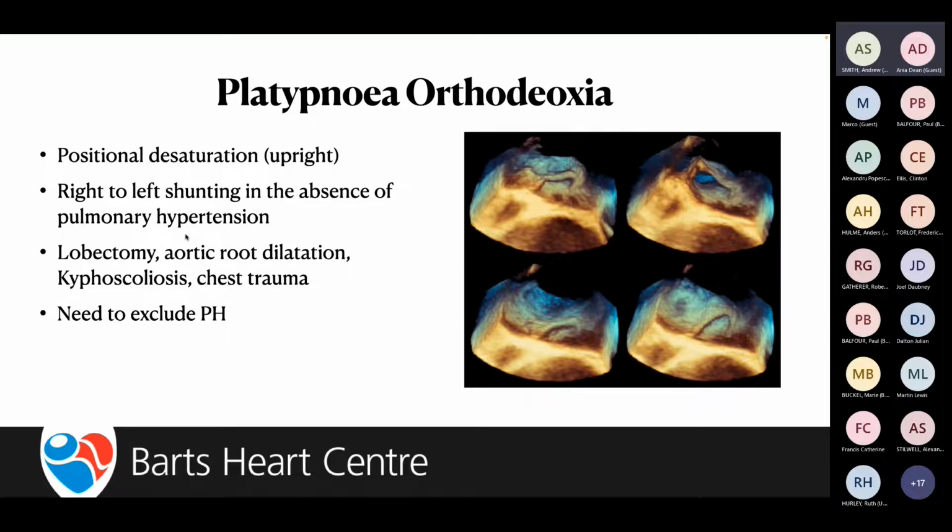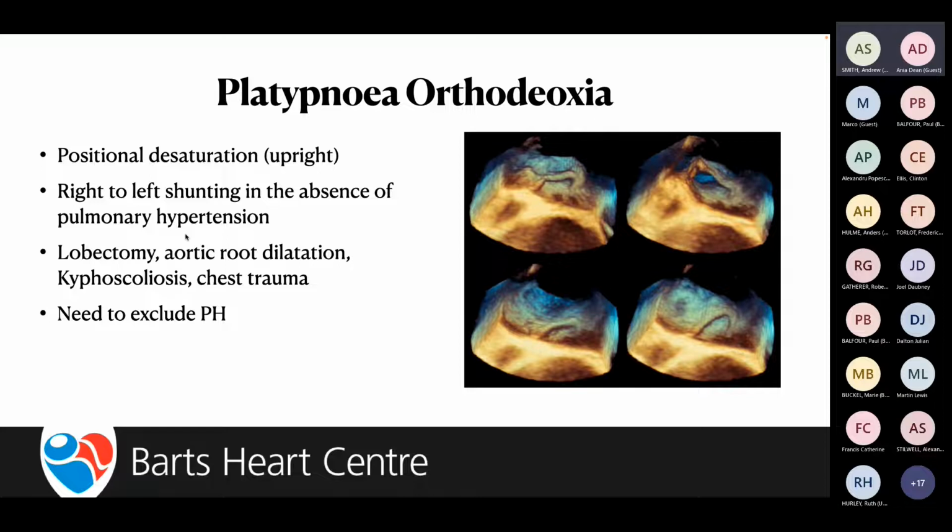It's important to exclude pulmonary hypertension, because another cause of right to left shunting through a PFO or an ASD is elevated PA pressures and right ventricular pressure. It's important to make that difference, because if you are shunting right to left because of pulmonary hypertension as opposed to streaming, then closing a PFO will make the patient worse.